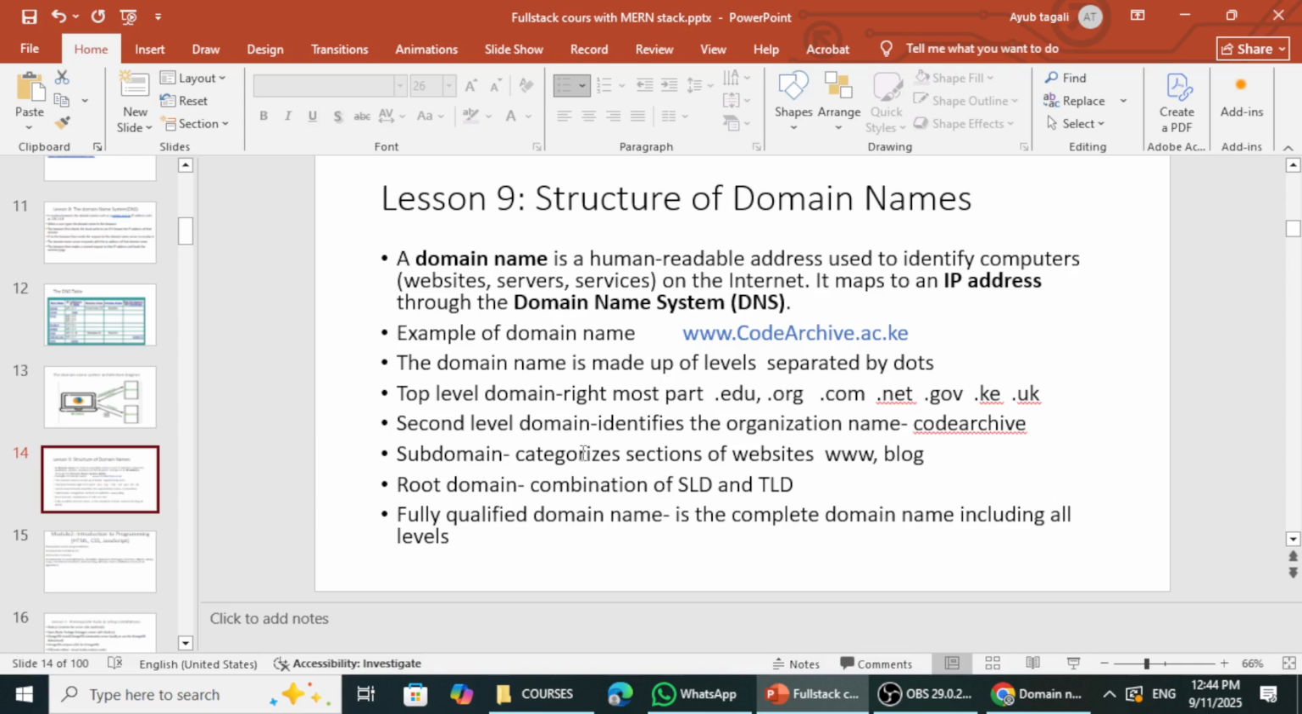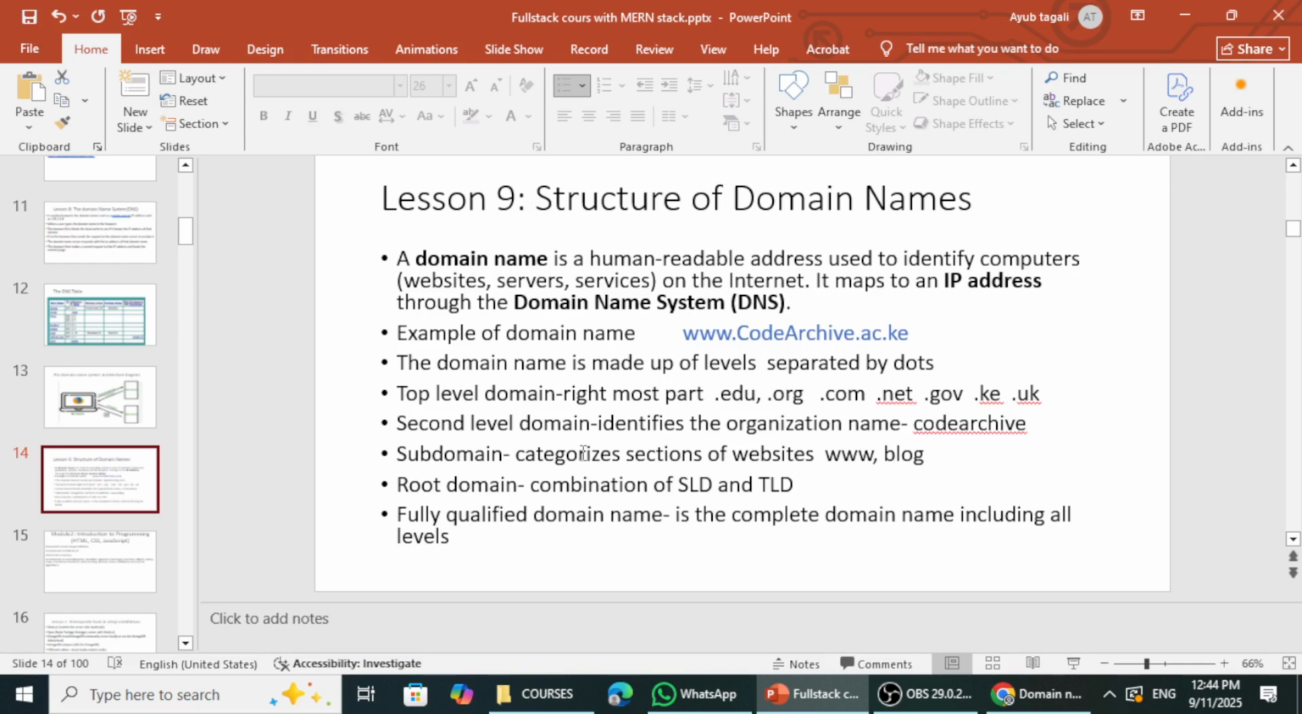So we said the domain name is a human-readable address that is used to identify computers, websites, servers and services on the internet. It maps to an IP address, and that is done through the Domain Name System. Instead of using IP addresses, which are more difficult to memorize, we choose to use domain names, and each domain name maps to the corresponding IP address.